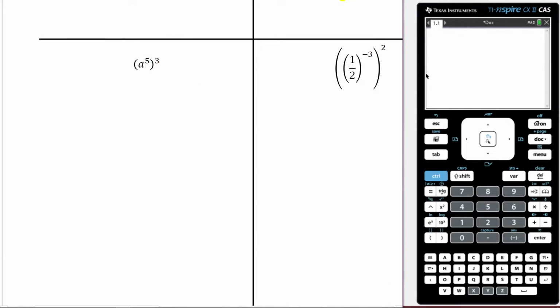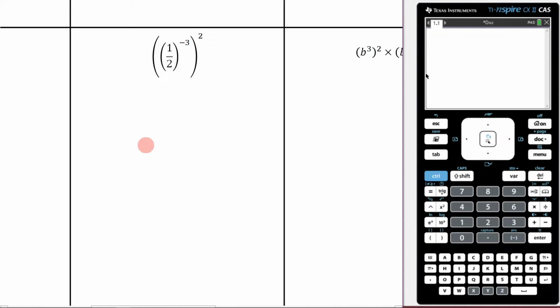Okay, so what's happening here? Well, we're just distributing out this 3. So it's 5 times 3 here. So we go 5 times 3. So A, 5 times 3. A is 15. There is our answer. Let's give it a highlight and move to the next one.